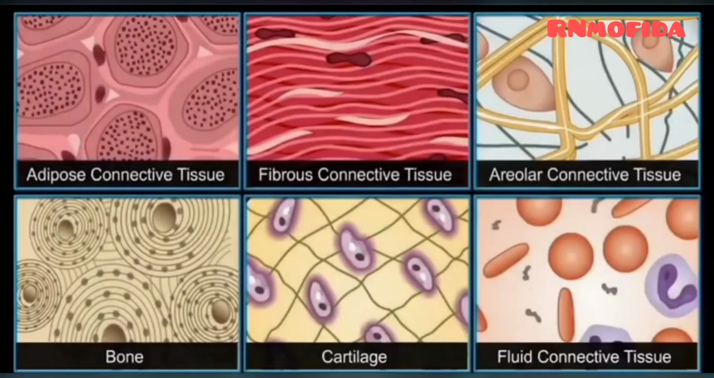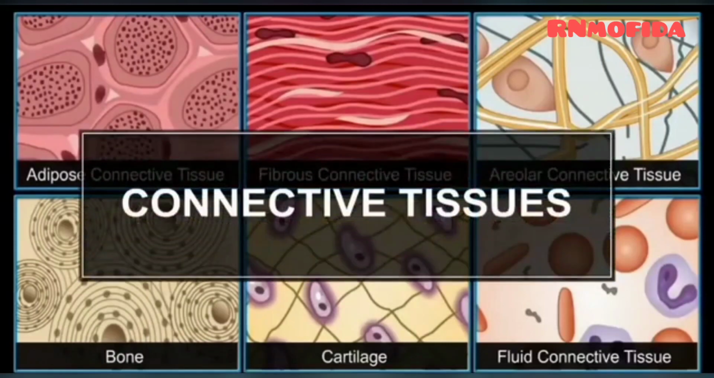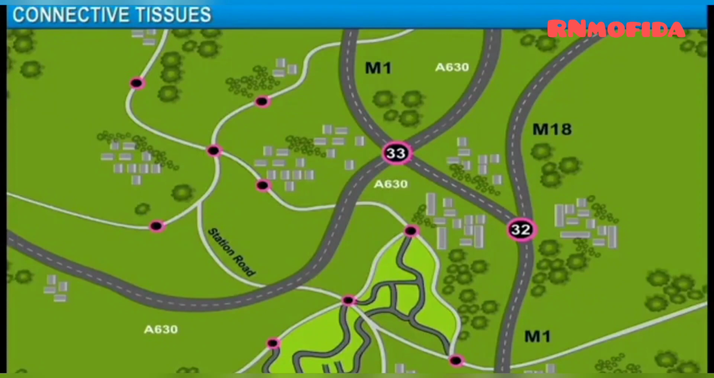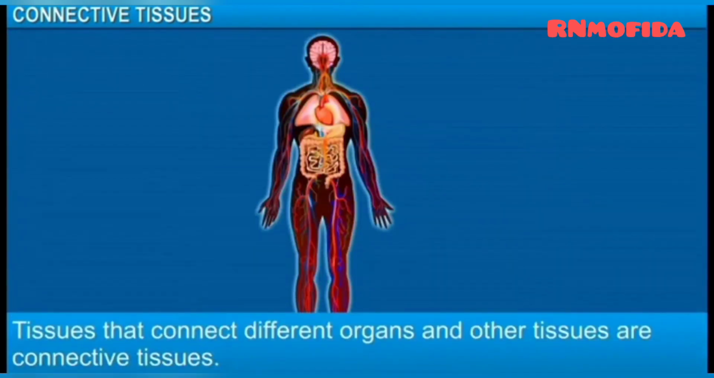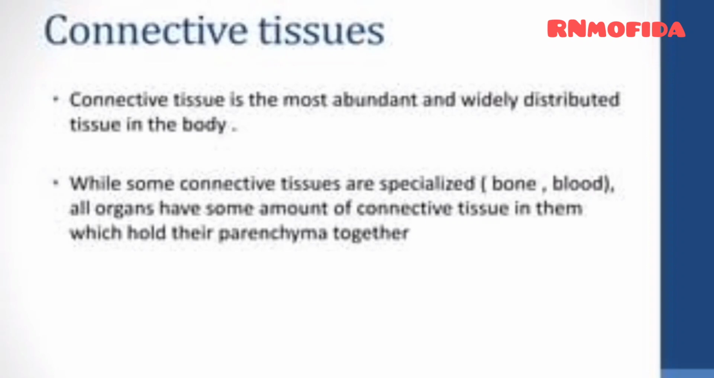In this module, you will learn about connective tissue. This is a network of roots that connect different places together. Like that, in our human body, connective tissue connects the different organs and other tissues together. So, connective tissue is the most abundant and widely distributed in the human body.